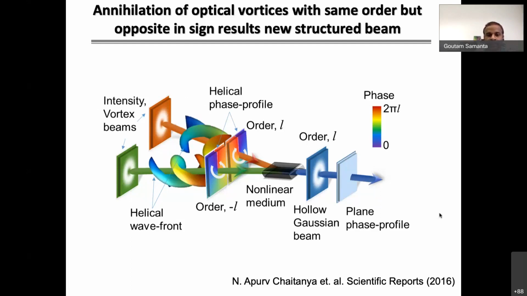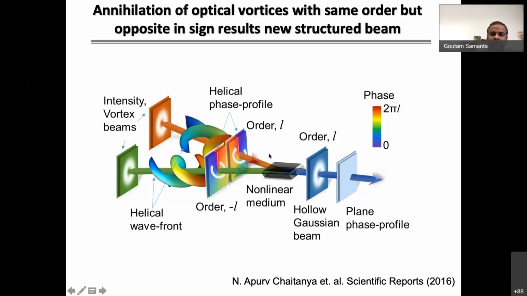So now we are checking whether subtraction is also possible or not. In the nonlinear interaction, if you have 2 photons of different OAM, the resultant OAM can be the difference between the 2. So that is what we study here.